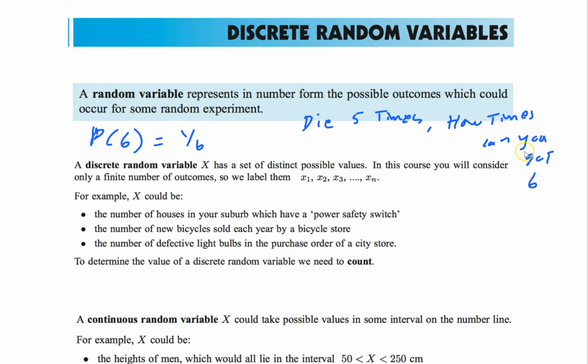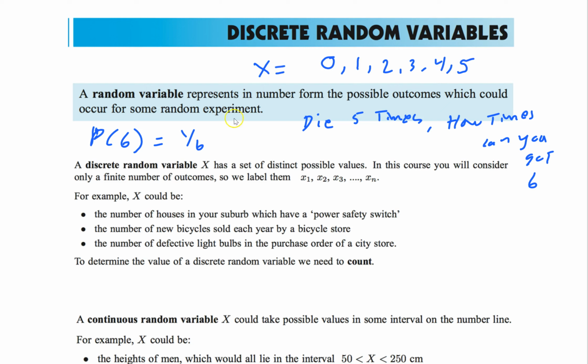And that's a slightly different question, because now you're saying if you roll a die 5 times, how many times can you get 6? Well, you get 6 0 times, 1 time, 2 times, 3, 4, or if you're really lucky, you get 6 all 5 times. So that would be your possible values.